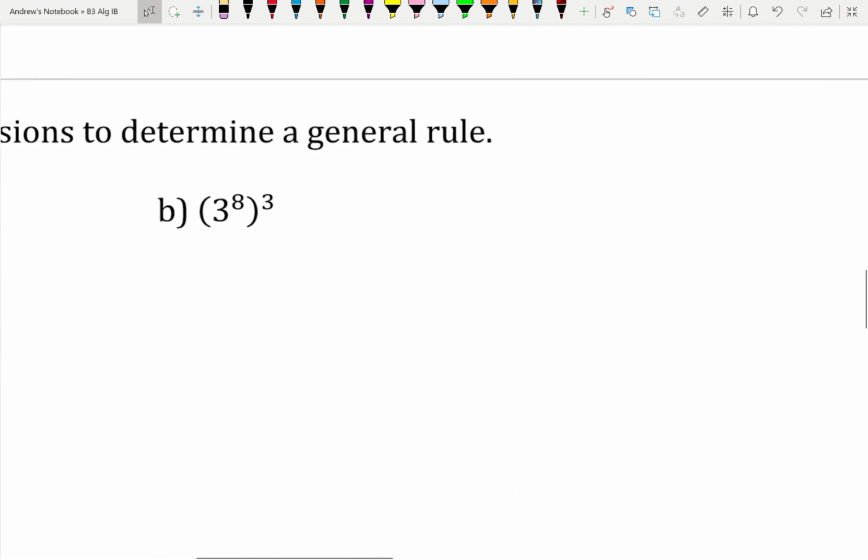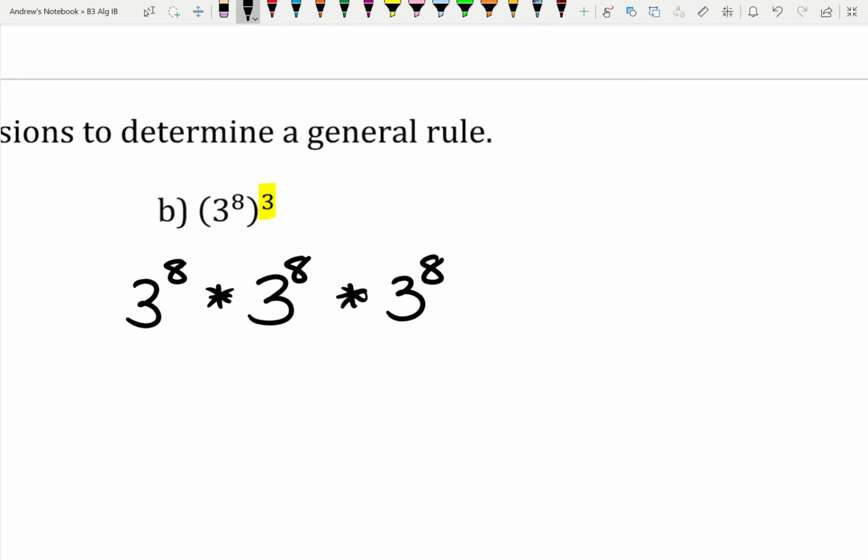So now I've got 3 to the 8th in parentheses, all to the 3rd. Just like the last one, being to the 3rd power means that I've got 3 to the 8th times itself 3 times. 3 to the 8th times 3 to the 8th times 3 to the 8th. If you really wanted to, you could write out 3 times 3 times 3, 8 times.